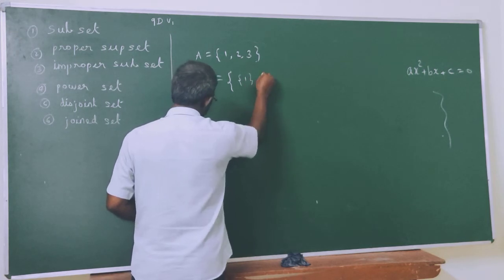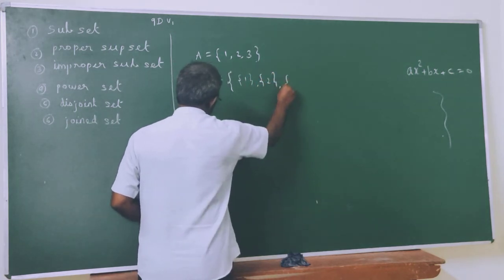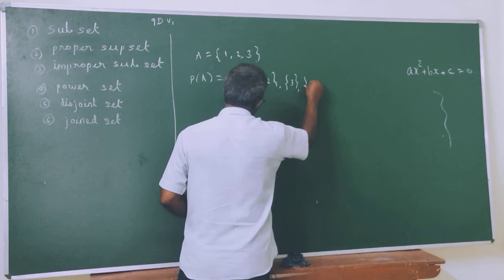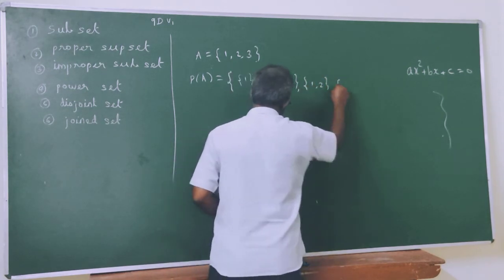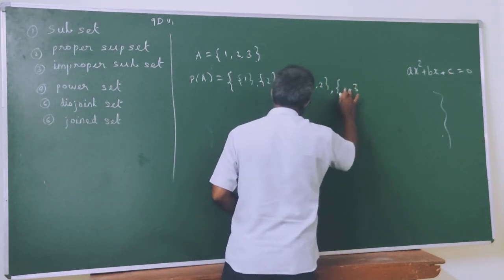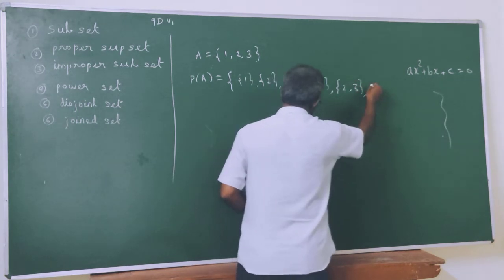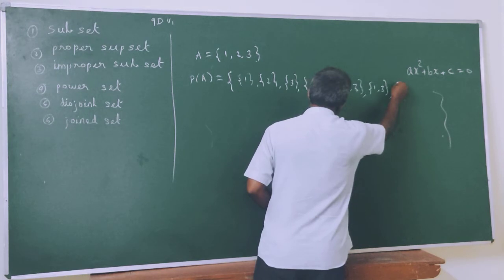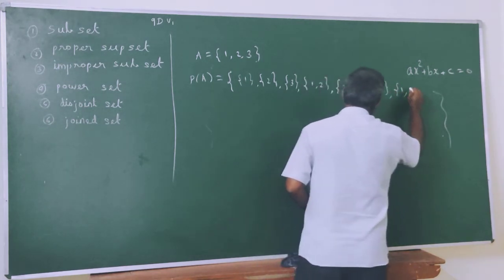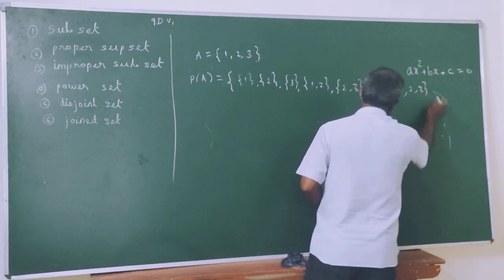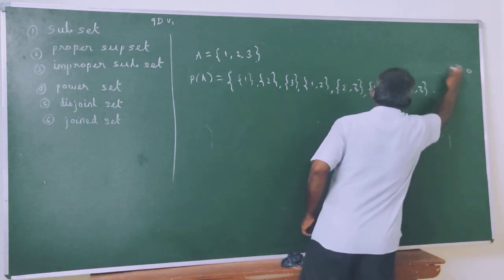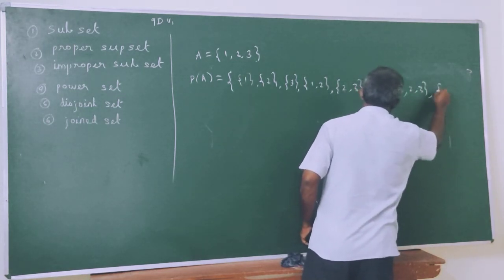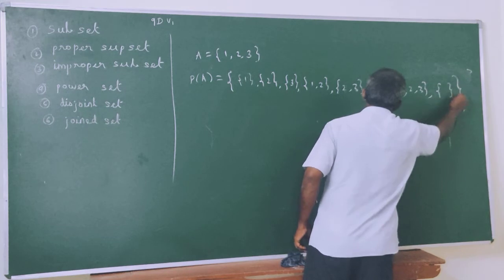1, 2, 3, 1 2, 2 3, then 1 3, then 1 2 3, then the null set.